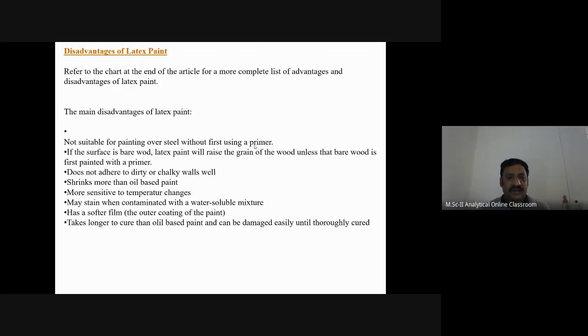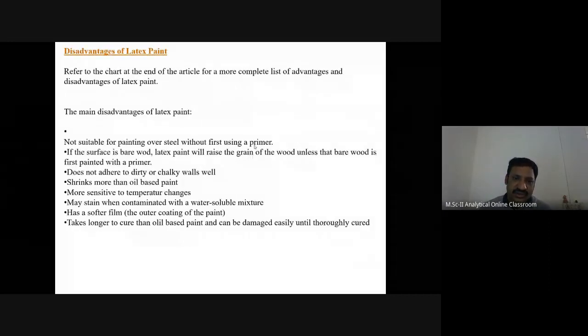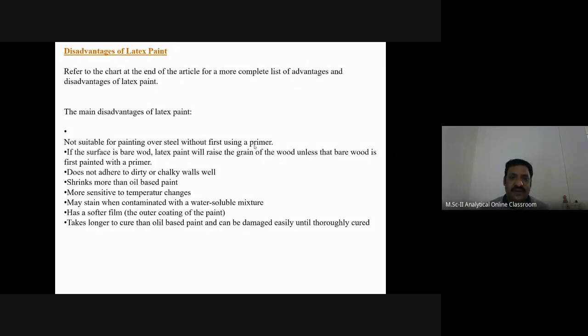Painting with the latex paint. It does not adhere well to dirty or chalky walls. If you apply this latex paint, it does not adhere to dirty or chalky walls well, and for that purpose you have to use primer.